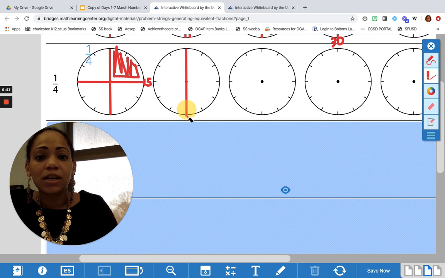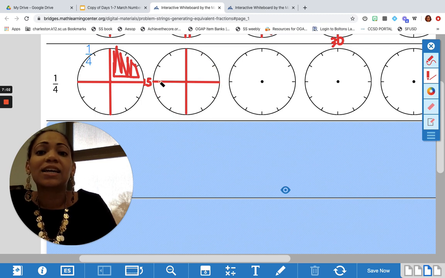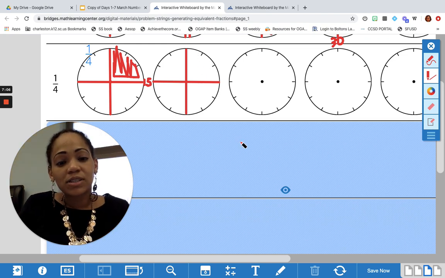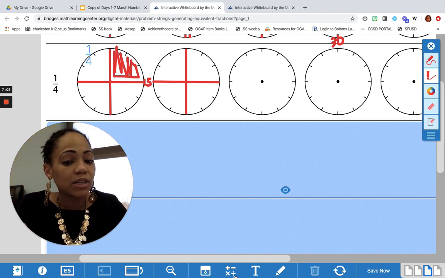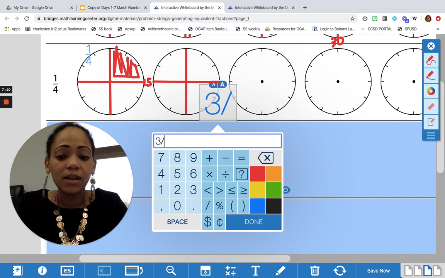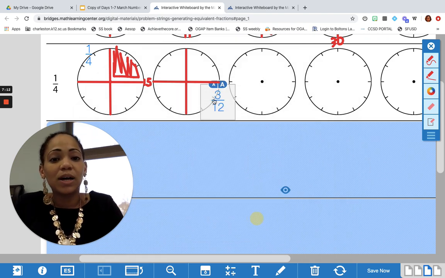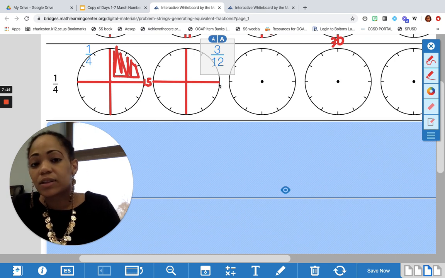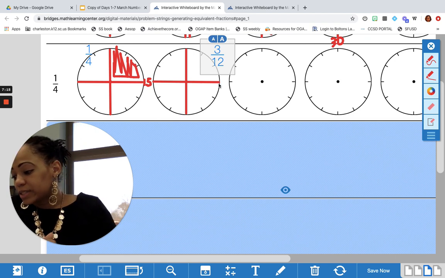Look at our tick marks on our clock. How many tick marks do we have in all? 12. 1, 2, 3, 4, 5, 6, 7, 8, 9, 10, 11, 12. And if I'm talking about this small section, I've only gone how many of those tick marks? Good. 3 of the 12. So 3 12s. So here's a 12, here's a 12, here's a 12. I have 3 1/12 size pieces.